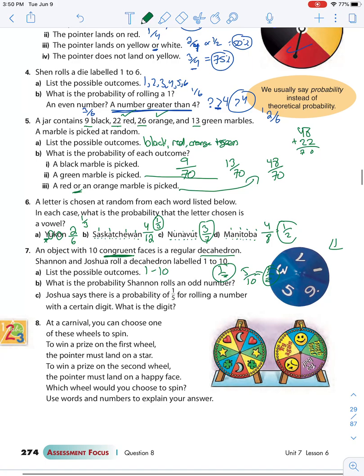Okay, next one. Joshua says there is a probability of 1/5 of rolling a certain digit. What is that digit? Oh, what a good question. So that means we have to figure out what digit would appear twice in 10 rolls. Well, you have to think about this one a little bit. On this side that we can see, there's a 1, we do not see a 2, we see a 3, we do not see a 4, we see a 5, we see a 6, we see a 7, we don't see an 8, we don't see a 9, and we don't see a 10, right? So, my friends, what digit do we see twice? Remember, a digit is not a number. How many digits are there? 1 is a digit and 1 is a digit, right? So, the digit is 1.